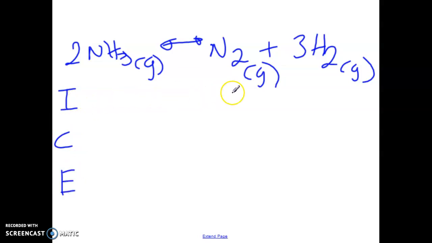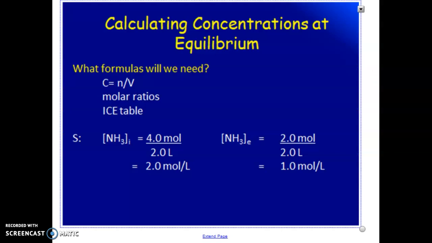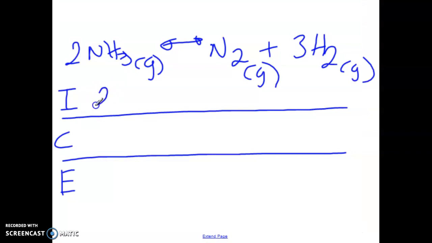So the I means that we're going to write in all of the initial concentrations that we have. So we just did the initial concentration of ammonia, which is 2 moles per liter. So we have the initial here of 2 moles per liter. Now, all products at the beginning initially is a 0, right? We start off with no product, only reactants.